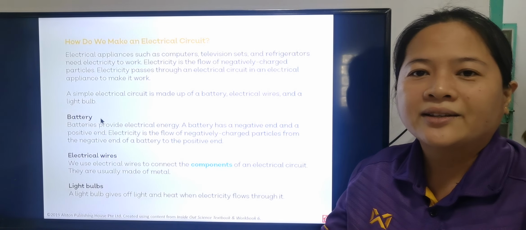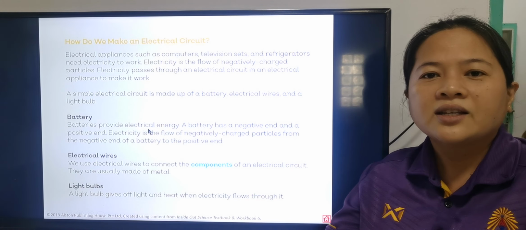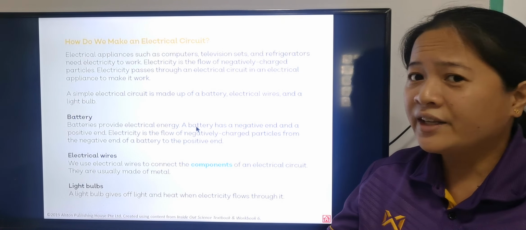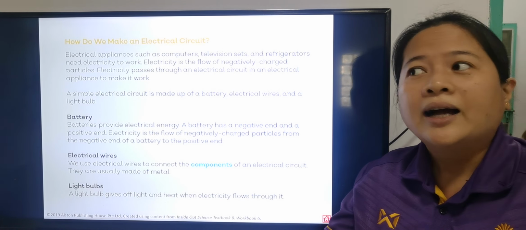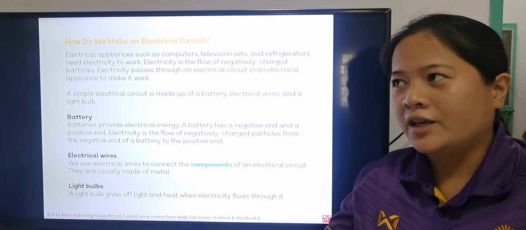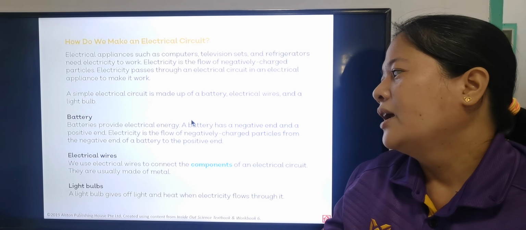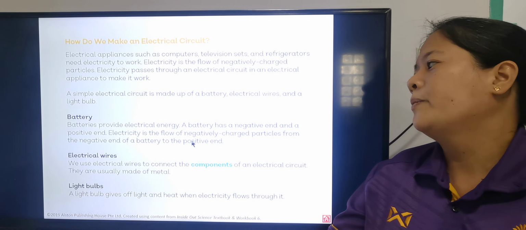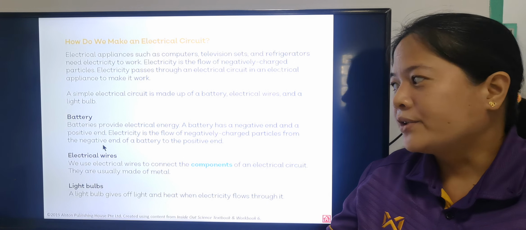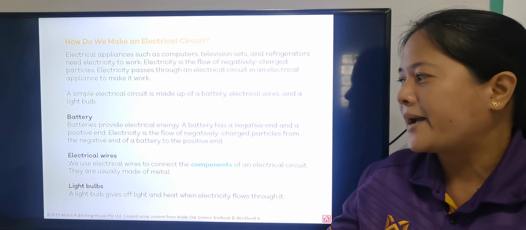So what is a battery, okay? A battery provides electrical energy. This is the source of the electricity, okay? And if you have noticed, or if you look at batteries, they have a negative end and a positive end, okay? You will see symbols, a positive sign and a negative sign on it. And electricity flows, as negatively charged particles, from the negative end of the battery to the positive end, okay? Later I'm going to show you a diagram of the battery, okay?